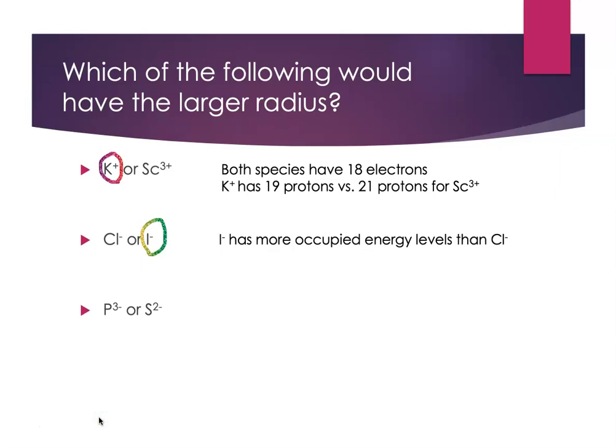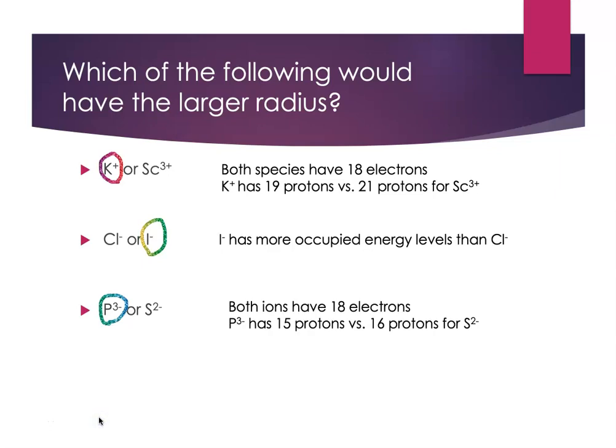If I'm comparing the phosphide ion or the sulfide ion, I would expect the phosphide ion to have the larger radius. Again, both species are isoelectronic. They both have 18 electrons, but phosphide has 15 protons to hold those 18 electrons versus 16 protons for the sulfide ion, so the phosphide ion would be bigger.